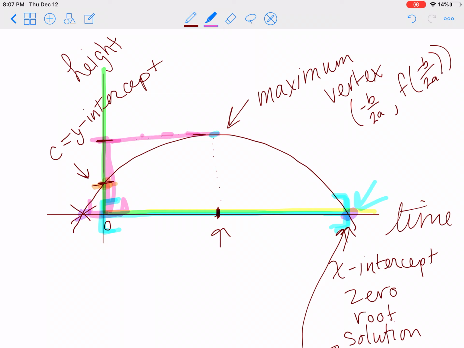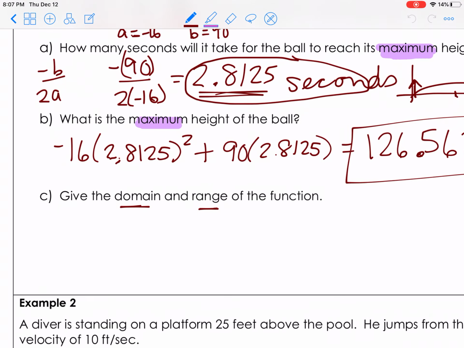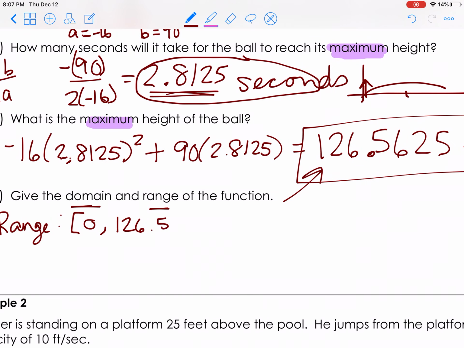When we found its maximum, we found some good information about the range. So maybe let's go fill that in first off. Okay, so the range, this is from low to high. The range in this case is from 0 to our maximum height, 126.5625 feet. There's our range, so that's taken care of.